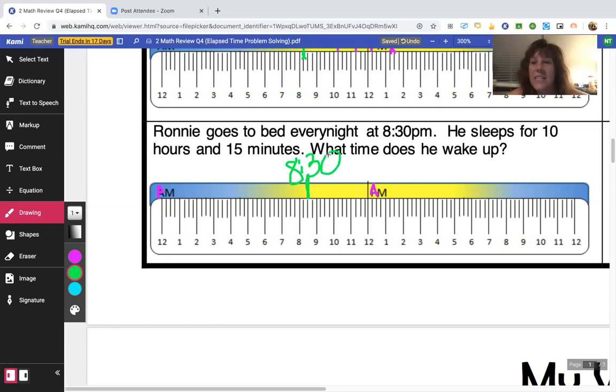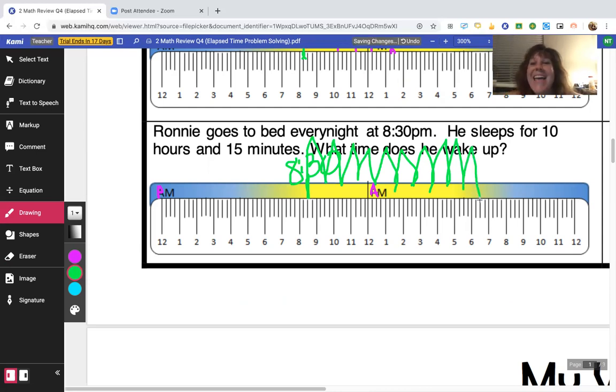And he sleeps for 10 hours and 15 minutes. I wish I could sleep for 10 hours. All right, 8:30 to 9:30 is 1 hour. 9:30 to 10:30, 2, 3, 4, 5, 6, 7, 8, 9, and 10 would put us at 6:30.